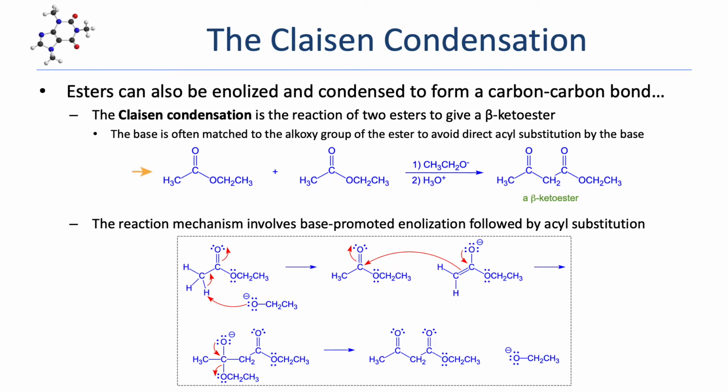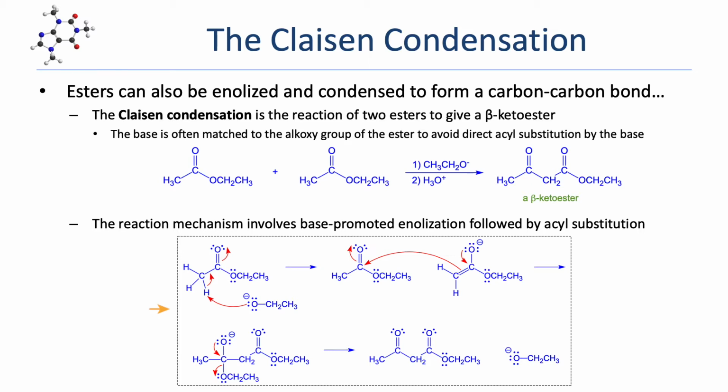In the example, we see ethyl acetate undergoing a Claisen condensation via enolization with ethoxide. The base that's used to induce enolization is often matched to the alkoxy group of the ester. This prevents formation of byproducts introduced from direct acyl substitution reactions on the ester. The reaction mechanism is just base-promoted enolization followed by acyl substitution.